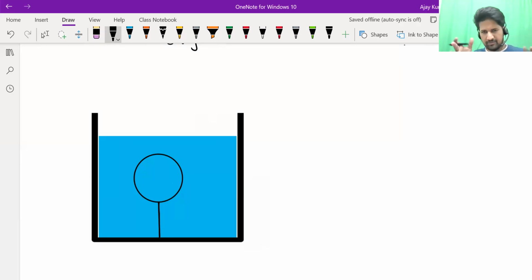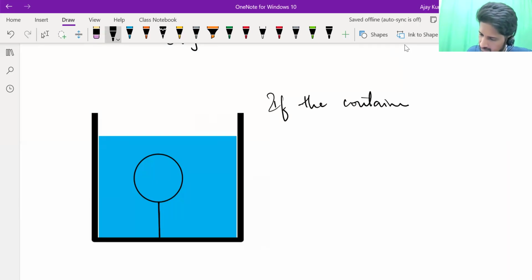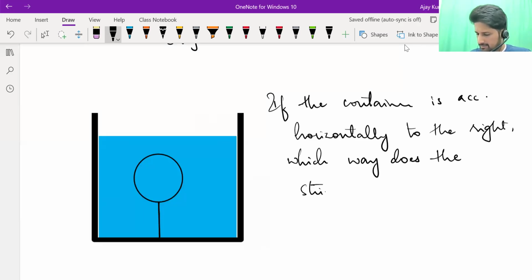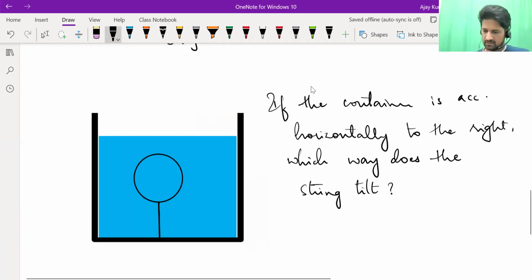If the container is kept stationary, the balloon stays in this position. Fine. But the question is, if the container is accelerated horizontally to the right, which way does the string tilt? Will it tilt to the right, tilt to the left, or will it stay in that vertical position itself? That is the question. Try.